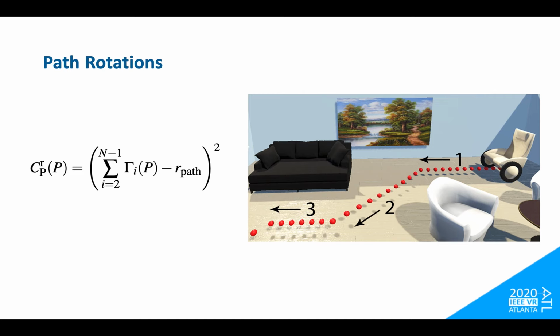The path rotation cost measures the difference between the rotation number of the path p and the user-specified target rotations, denoted here, where the rotation Boolean function gamma_i returns 1 when p_i+1 minus p_i is not equal to p_i minus p_i-1. Otherwise, the function returns 0. As shown in the right figure, the rotation number increases only when adjacent two nodes have different directions.